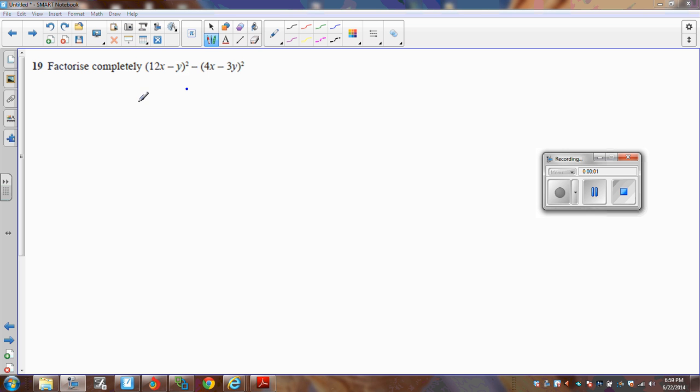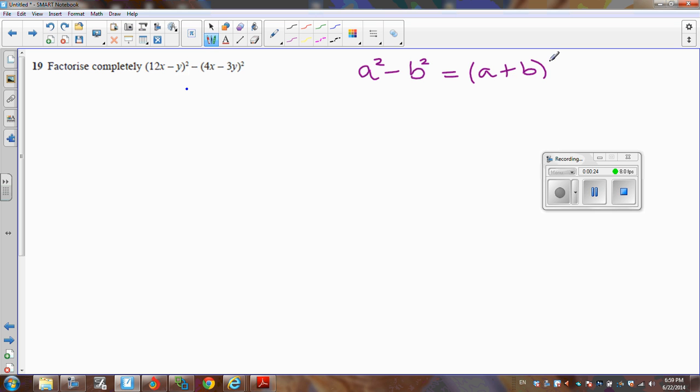There are two ways of doing this one. One, if you spot it, is slightly easier than the other and quicker, but you might not spot it. Here's what you might spot: the fact that you have got a bracket squared minus another bracket squared. Whenever you've got something squared minus something else squared, which we call the difference of two squares, it factorizes to, in this case, (a plus b) times (a minus b).